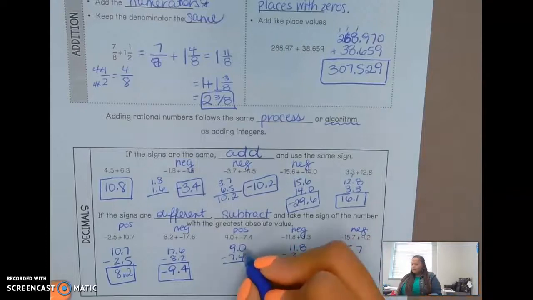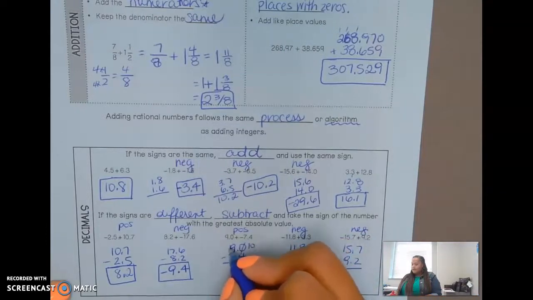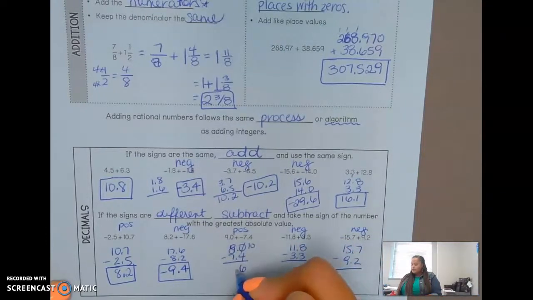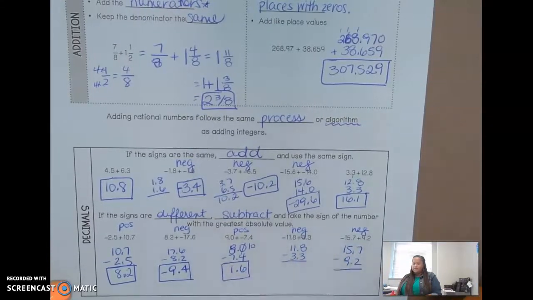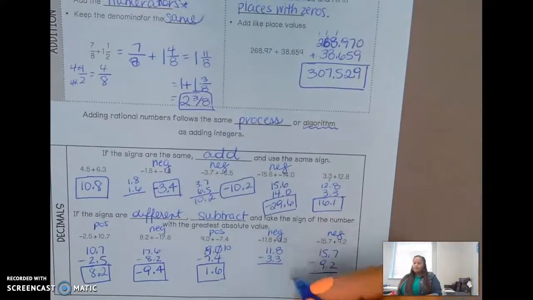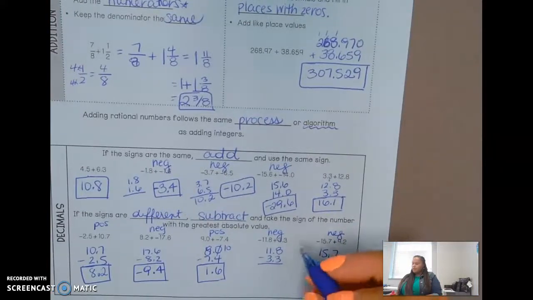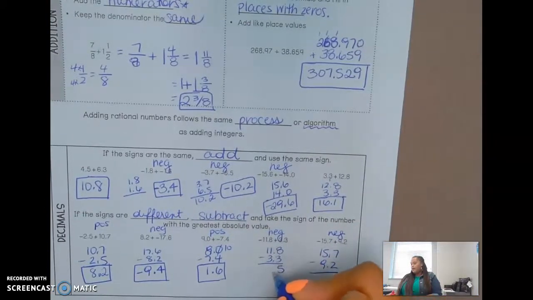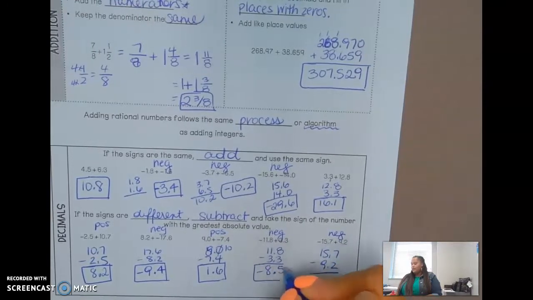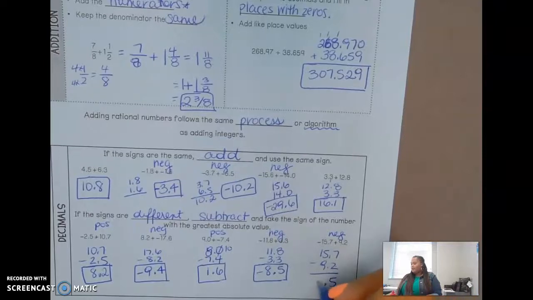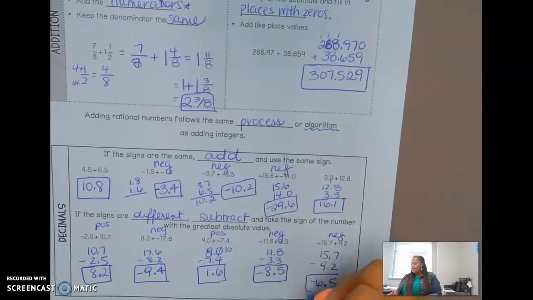9.0 minus 7.4, this becomes a 10. This is now an 8. So 6 and 1, and it's positive. 1 6/10. 11 8/10 minus 3 3/10. 8 minus 3 is 5. Decimal, 11 minus 3 is 8, and it's negative. And 15 7/10 minus 9 2/10. 7 minus 2 is 5. 15 minus 9 is 6. And this is negative.